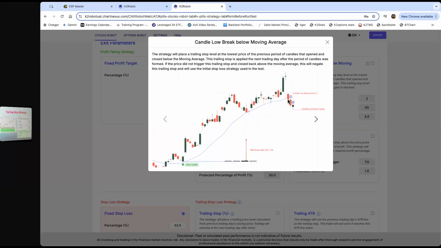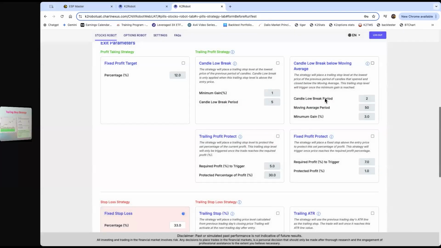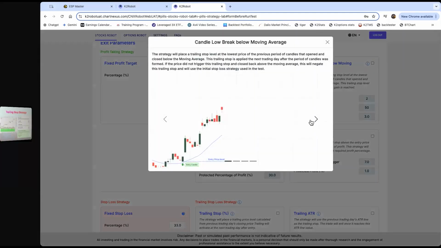So you can see after this happens, we set the candle low break period to 2. Candle low break period 2 means 2 candles. If there are 2 candles trading under the moving average, then it is time to take the profit. So let's come back here. This is the first one. This one doesn't count because it is sitting on the moving average. So this is the first candle that traded below the moving average. This is the second candle that traded below the moving average.